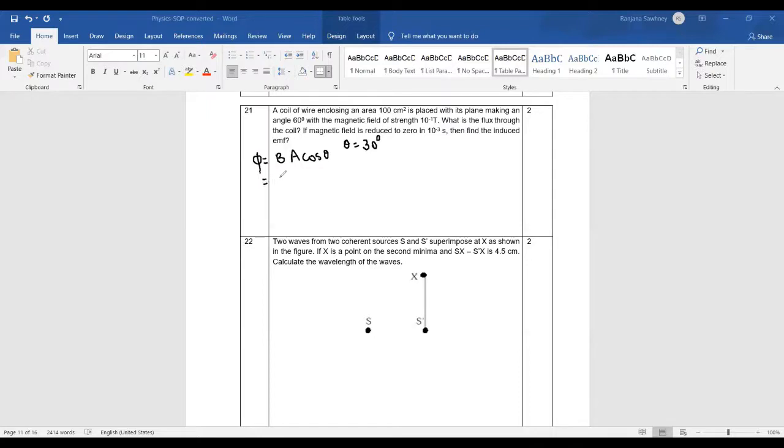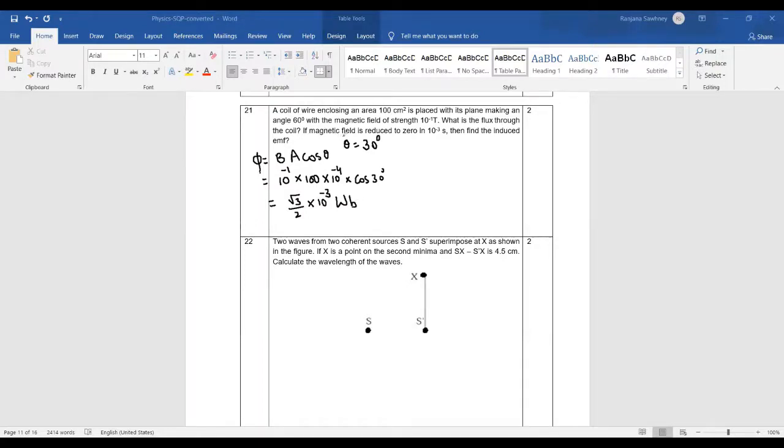Now substituting the values, B is 10 raised to the power minus 1 Tesla. A is 100 centimeter square, that is 100 into 10 raised to the power minus 4 meter square, into cos of angle between B and A, which is 30 degree. So on simplifying it, we get root 3 upon 2 into 10 raised to the power minus 3 Weber.